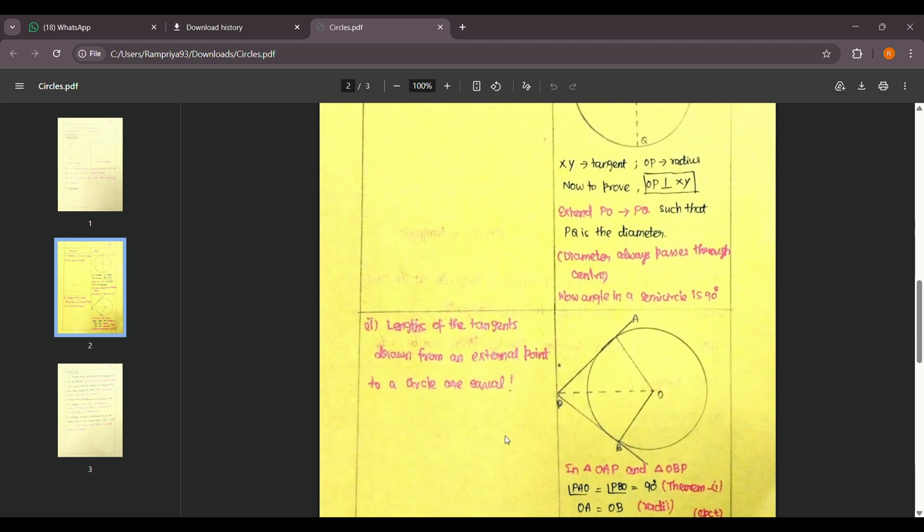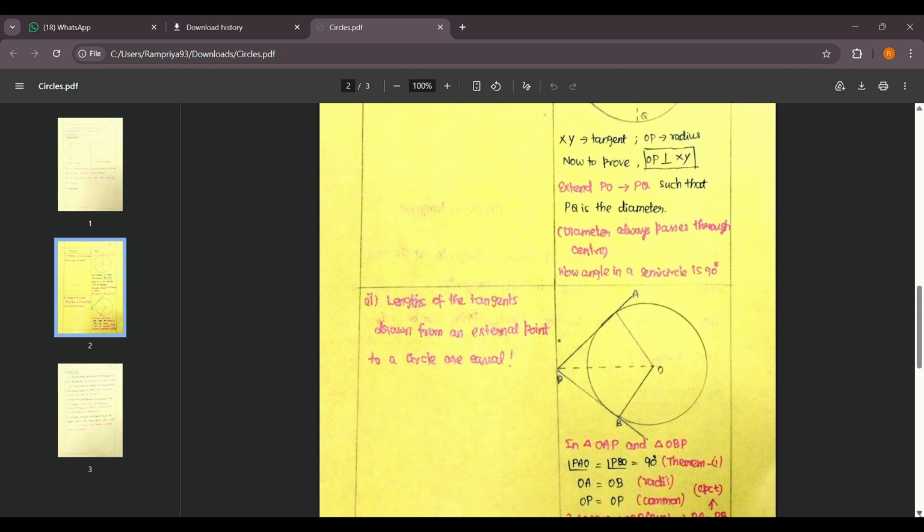Next, you have another very, very important theorem: lengths of the tangents drawn from an external point to a circle are equal. So what is the tangent here? There are two tangents here, PA and PB. P is the external point to a circle because it doesn't lie on the circle. You can see here P lies outside the circle. So you have two tangents that can be drawn from an external point to a circle. PA and PB, both of them should be equal. That's what you are asked to prove: lengths of the tangents drawn from an external point to a circle are equal.